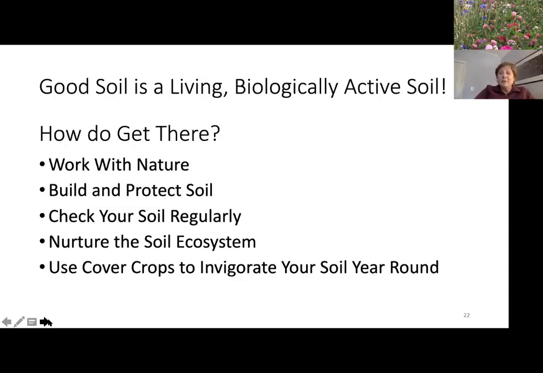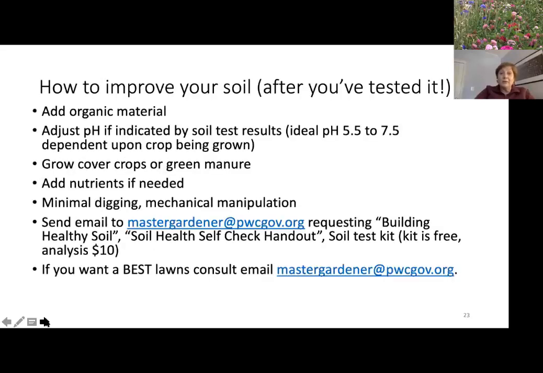And if we have areas that are bare soil, we can use cover crops to invigorate the soil year round. So some key things to improve the soil, of course, after you've tested it and you know exactly what you're working with. You want to add organic material. Organic material in the form of compost is the best. If the soil test results indicate that the pH is not in the ideal range, you want to adjust that. Typically, it's by adding lime. If you have bare soil, grow cover crops or green manures.